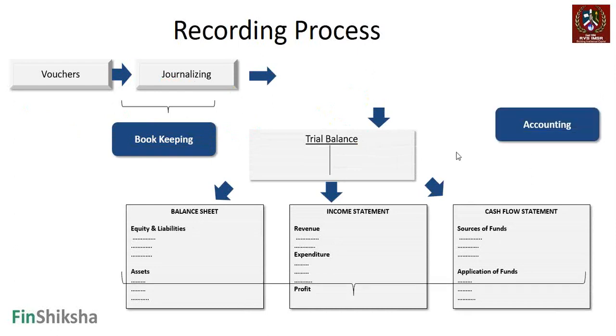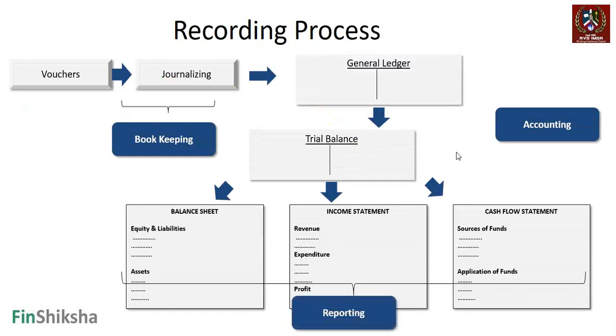The process of creating the general ledger is called the accounting process. From journals you create a ledger, and the ledger leads to a trial balance. We look at all these three in more detail in subsequent sections. This process of moving from a journal to a ledger and creating a trial balance is called accounting.